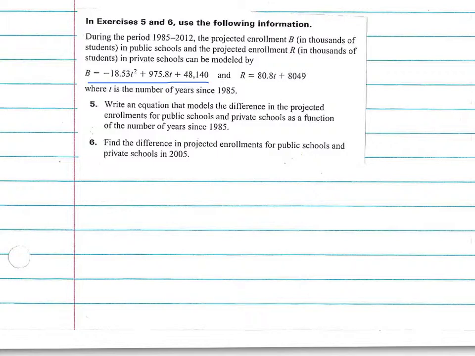Question 5 says to write an equation that models the difference in the projected enrollments for public schools and private schools as a function of the number of years since 1985. The key word in here is difference, meaning that we need to subtract the two equations. So let's start with negative 18.53 t squared plus 975.8 t plus 48,140. Then we're going to subtract this.